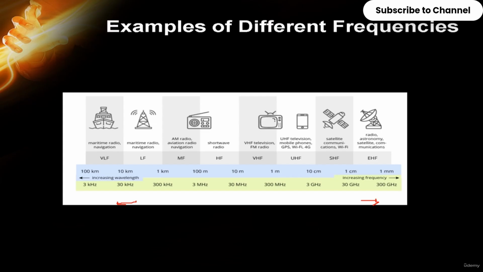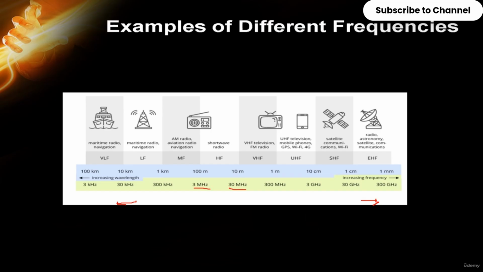So the very low frequency and low frequencies are used for maritime radio navigation, and the medium frequencies and high frequencies, with the hertz, here you can see the frequency ranges. Okay, so here you can see 3 megahertz, 30 megahertz like that.